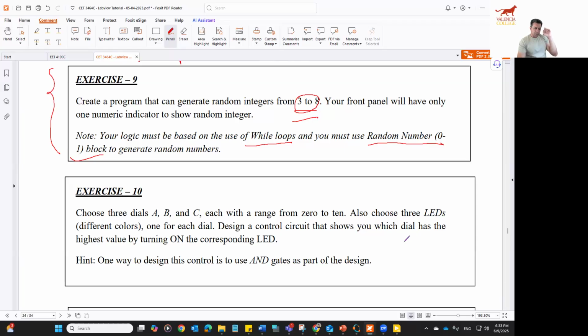The idea is that for the dial that has the highest value, the LED for that dial should turn on. And if the dials have equal value, all of them are 1, all of them are 0, all of them are 5, or whatever, they should not be on. None of the LEDs should be on. So the LED should be on only for the dial that has the highest value.